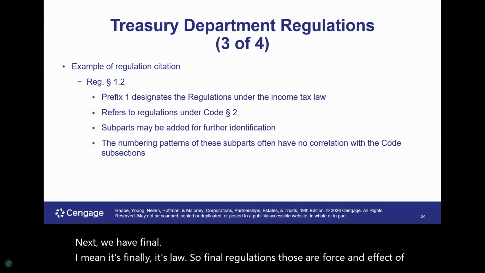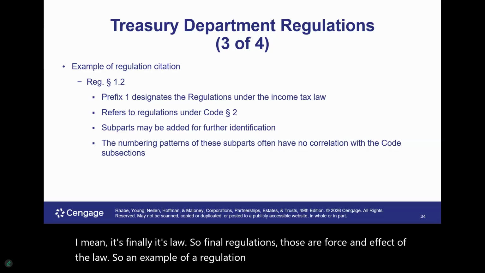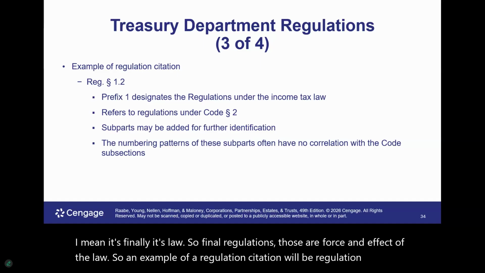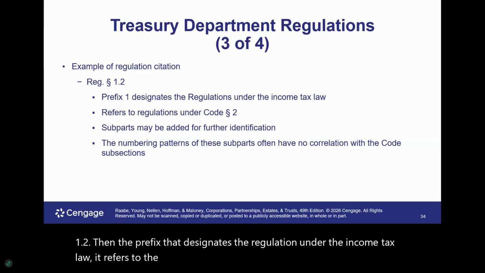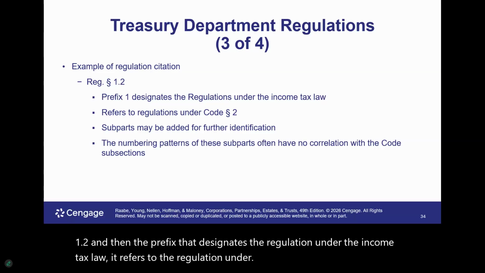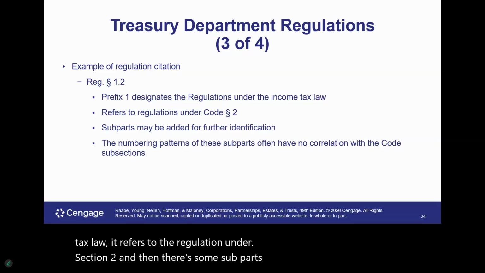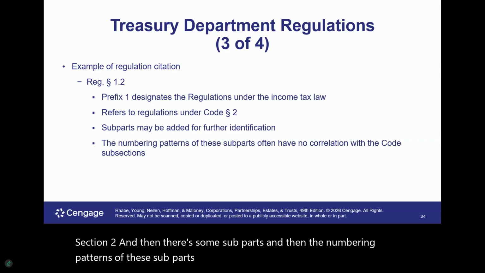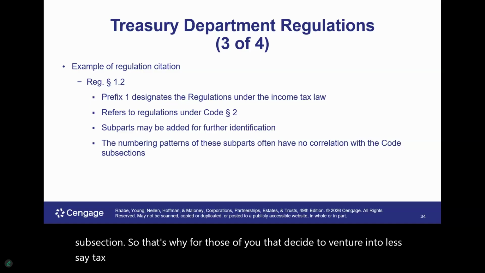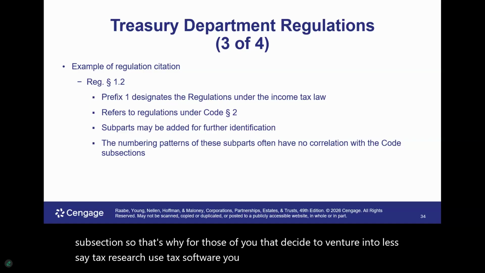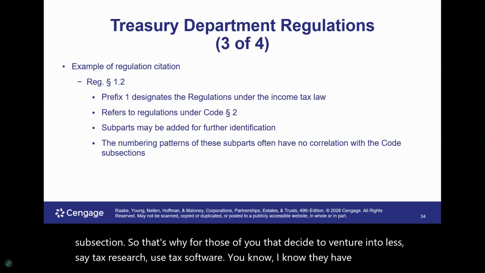An example of a regulation citation would be Regulation Section 1.2, where the prefix 1 designates the regulation under the income tax law. It refers to the regulation under Section 2, and then there are some subparts, and the numbering patterns of these subparts have no correlation with the code subsection. So that's why, for those of you that decide to venture into, let's say, tax research, use tax software. I know they have CIA research.